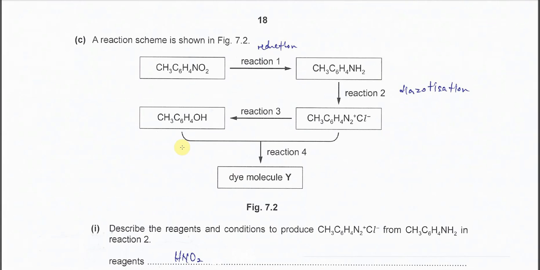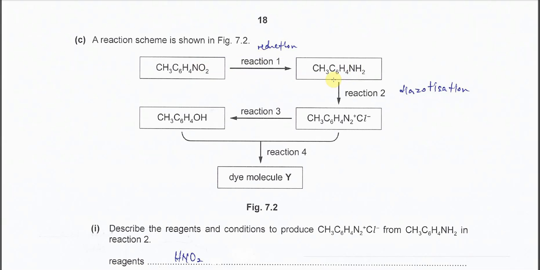Okay, part C. A reaction scheme is shown in figure 7.2. So we have 4 reactions. It started with nitrobenzene, of course with 1 methyl group. From this nitrobenzene, as you can see, it forms phenylamine. So this is a reduction of the nitrobenzene to form this phenylamine.